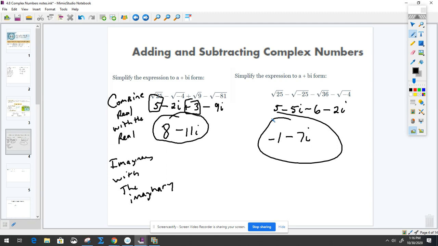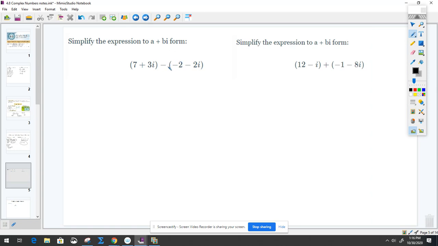Okay, so adding and subtracting, I can't make this easier or say it any other way, so you're literally just combining like terms. The real with the real, the imaginary with the imaginary. Okay, so if I ask you to simplify this, now look at this problem. It says minus. So just like when we had in Algebra 1, we were combining binomials, we have to change this to addition, okay? So I'm not going to mess with the first one. 7 plus 3i. I'm going to change this to a plus sign, and I'm basically just distributing this to every single term. So negative 1 times negative 2 is a plus 2. Negative 1 times negative 2i is a plus 2i.